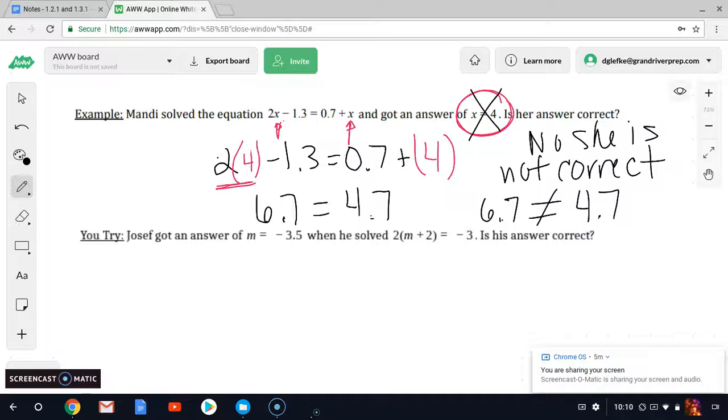So you guys can go ahead and do the U-try. Go ahead and pause it, and then I'll let you know the answer. All right, when you plug in -3.5 in for m, you should get -3 on both sides. So yes, his answer does make sense.